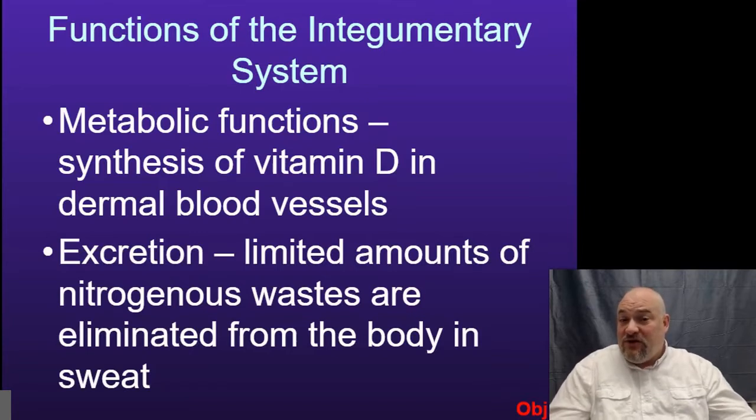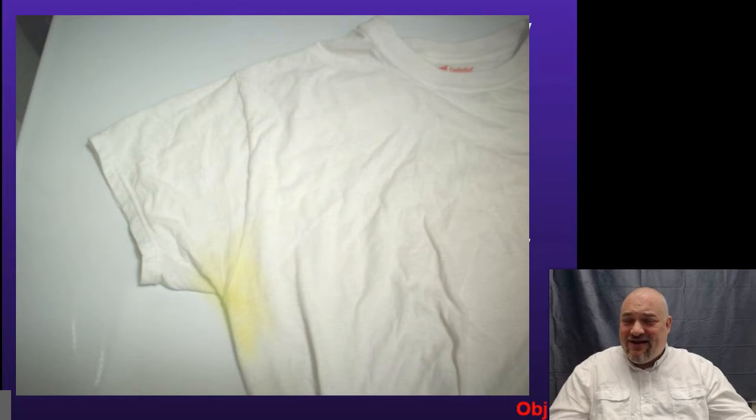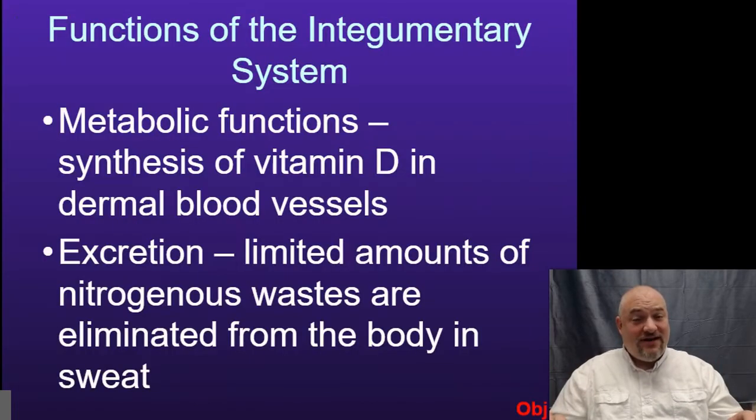Excretion. We do get rid of some nitrogenous wastes, which are eliminated from the body in sweat. Nitrogenous waste, same stuff we get rid of in our urine. If you ever looked at a sweat stain on a white shirt or a white baseball cap in the summer, what color is it? Yeah, it's that color yellow because it's got the same stuff in it as your urine. Not as concentrated as in your urine, I'll give you, but it does have the same basic chemical makeup as what you find in urine.